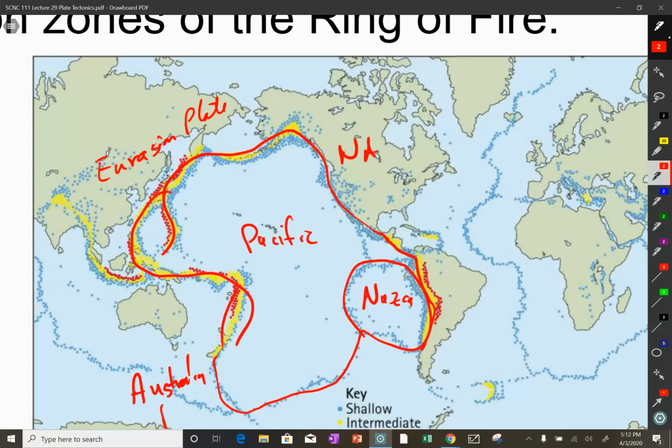That was my timer saying it's time to end the lecture, not a phone. And so the Ring of Fire is the boundaries of these plates where you have lots of motion, lots of grinding, lots of crumpling. And you can see other plate boundaries by similar things.